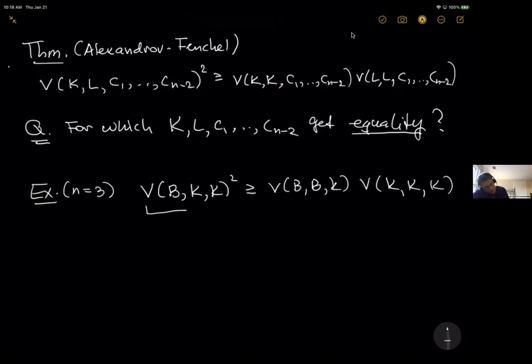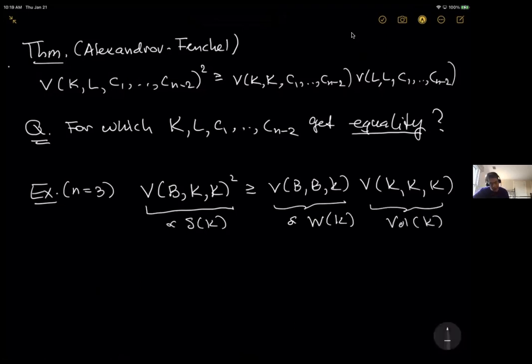Now I remind you that this object over here is proportional to the surface area of K. This object over here is proportional to the mean width of K. And this object over here is the volume of K, right? So here is an inequality between these three geometric parameters that I wrote on the first slides: surface area, volume, and mean width. Now you can ask the question, say that I fix the volume and the mean width. Those are the two parameters on the right-hand side. Say I fix them to be two different numbers, right? And the right-hand side is fixed. Then the surface area of any convex body squared is always greater or equal than the product of those two numbers, right?